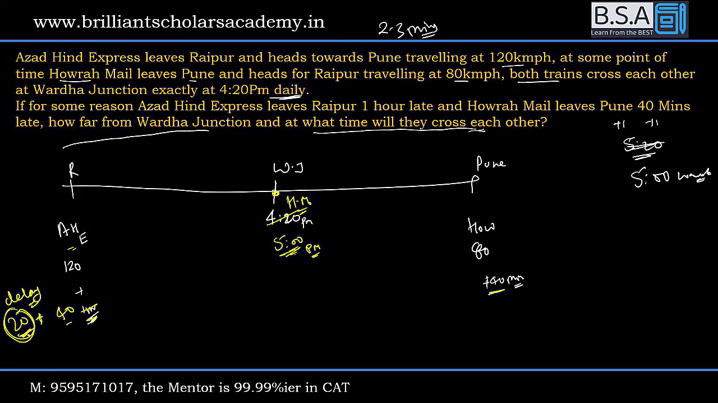अब ये 20 मिनट्स किसकी स्पीड से? ये 20 मिनट्स आजाद हिंद की स्पीड से. 20 minutes means 1/3 hour. 120 का speed. Cancel. So how far are they? They are 40 kilometers apart. This is Azad Hind Express. They are 40 kilometers apart. अभी ये क्या है? 120 की स्पीड से इधर जा रहे हैं और ये 80 की स्पीड से इधर जा रहे हैं. How much time will it take them?